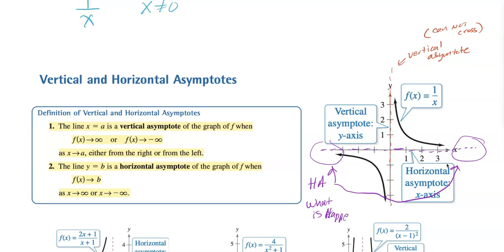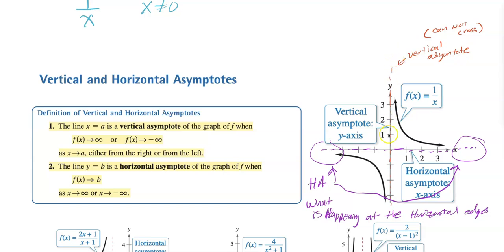It tells you what is happening at the edges, the horizontal edges. So what happens at infinity and negative infinity. That's what a horizontal asymptote tells you. So you could cross it. You don't cross it all the time. Most of the time you don't. But what it does do is tell you what happens at the endpoints, like here: what happens if you go to infinity or negative infinity.